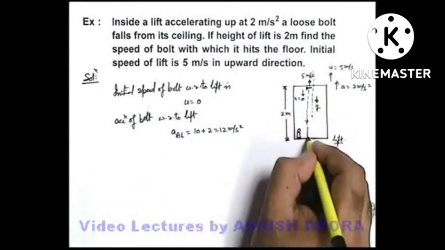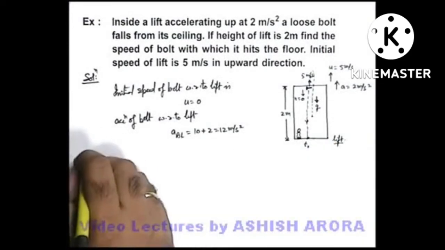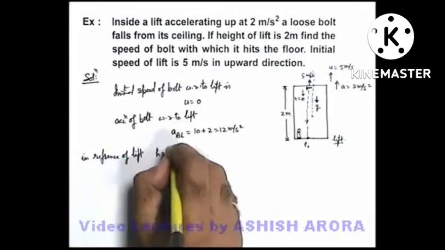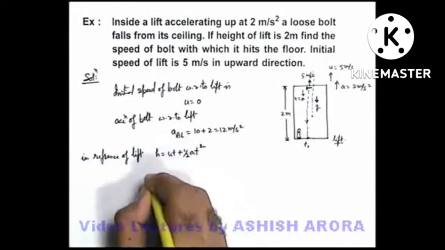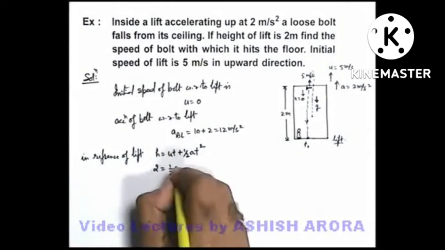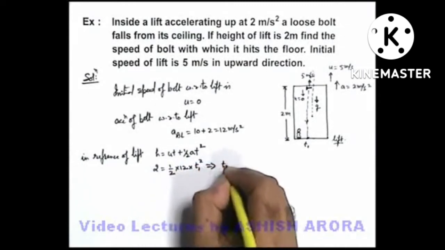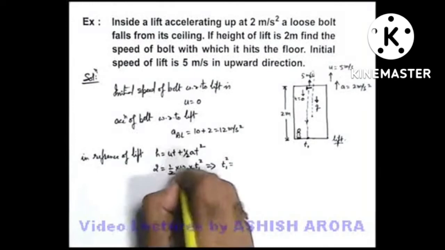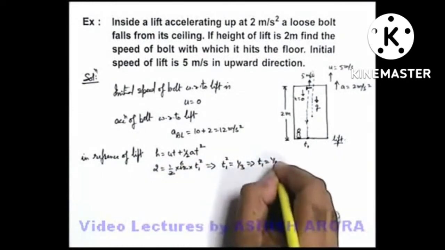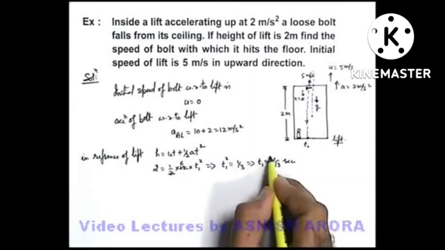Now relative to the lift, if we find the time at which it is going to hit the floor, say it is t1, we can simply use, in reference to the lift, h is equal to ut plus half at square. In this situation, the height is 2 meters, initial speed is 0, so it is half into acceleration 12 into t square, with the time taken as t1. So from here you can see the value of t1 square we are going to get is 2 by 6, it is 1 by 3. That means the time at which the bolt will hit the floor will be 1 by root 3 second. At t equal to 1 by root 3 second, the bolt will hit the floor.